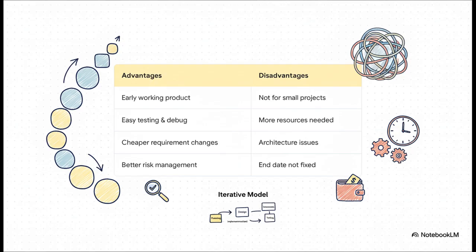But on the flip side, all of those cycles and feedback loops do require more management, which can honestly be overkill for really small projects. And since you're not planning every single detail at the start, making sure the overall system architecture stays clean can be a real challenge.